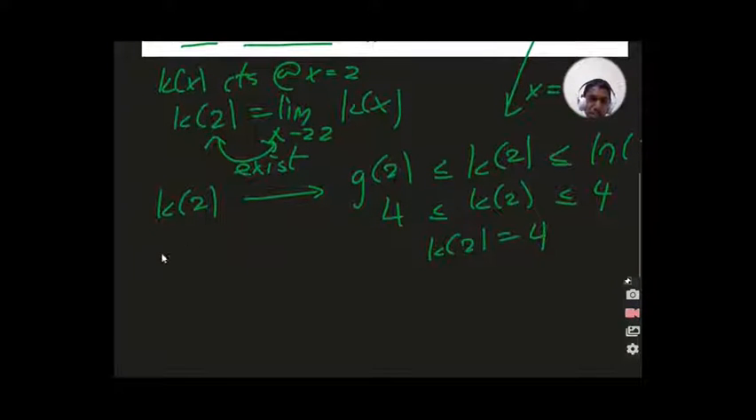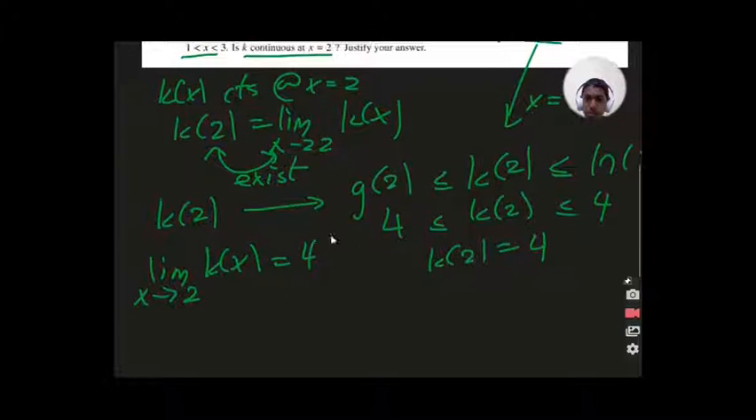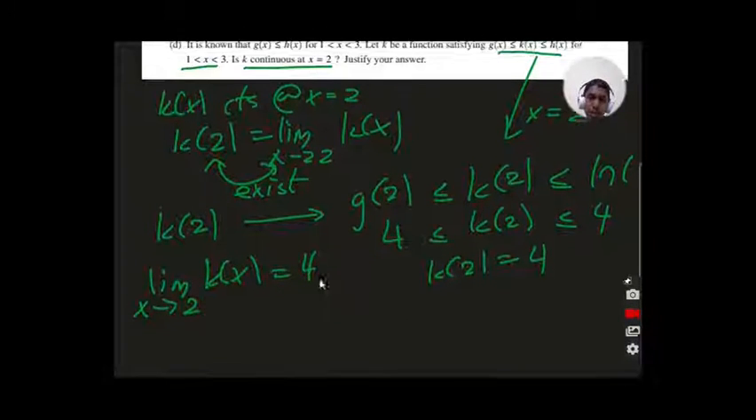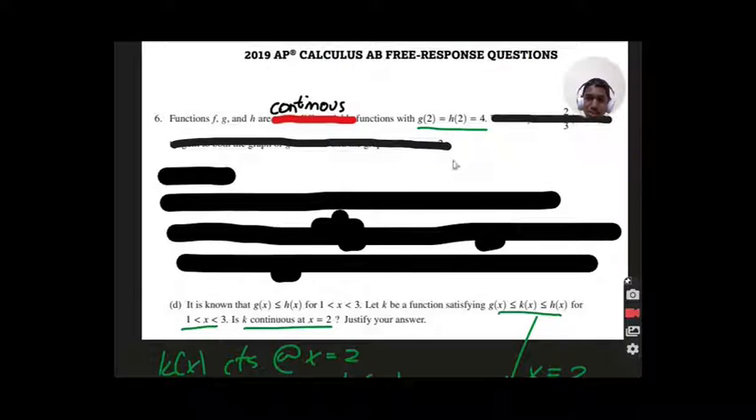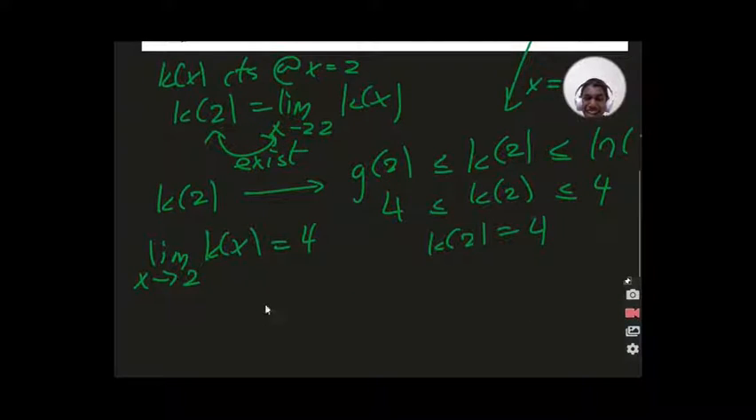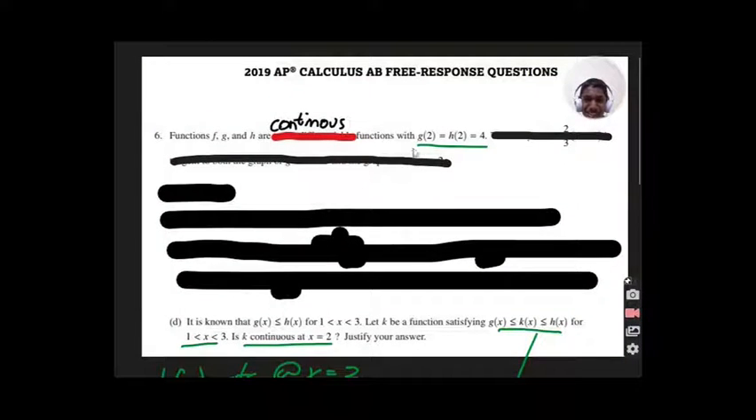Great, so as long as we can show that, obviously that means that k of 2 also exists. So if we can show that the limit as x approaches 2 of k of x equals 4, then we're done. And remember, we don't know that k is continuous yet, so we can't just conclude right here and say, oh, k is continuous at x equals 2. We've got to make sure that the limit also is 4. So how are we supposed to take the limit? They don't give us any limits in this whole problem. And this guy also crossed out some other thing that might be useful. Okay, no, it's not useful.